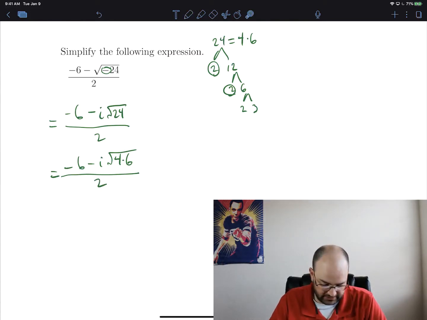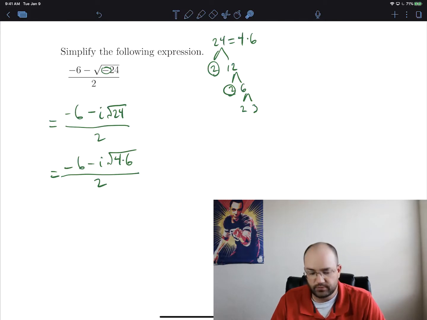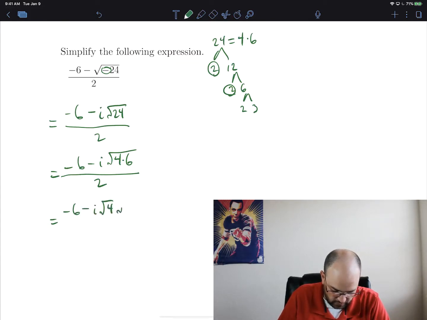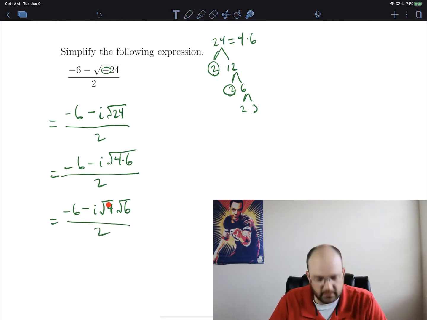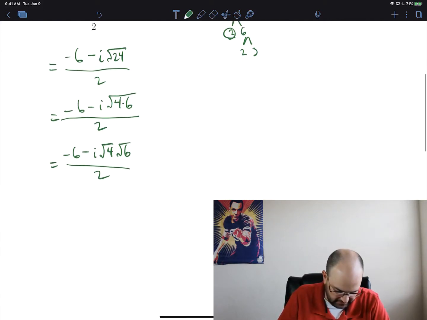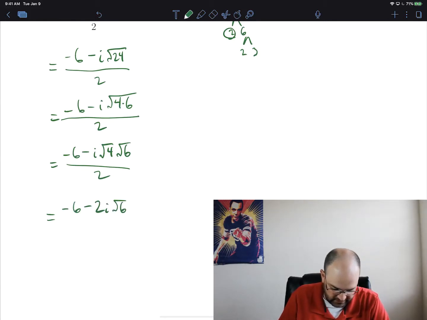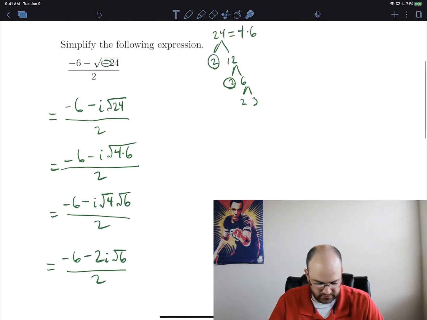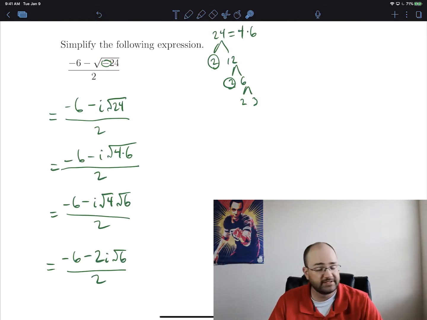Excellent. Now let's break this radical up into two separate radicals, and that's going to give me negative 6 minus i square root of 4 square root of 6, all over 2. And then the square root of 4 is just 2, and I'm going to go ahead and put it to the left of the i immediately. And that's going to give me negative 6 minus 2i square root of 6, and all over 2. Good. What we've just done is simplify the square root of negative 24 as 2i square root of 6. It's very similar to what we just got through doing.